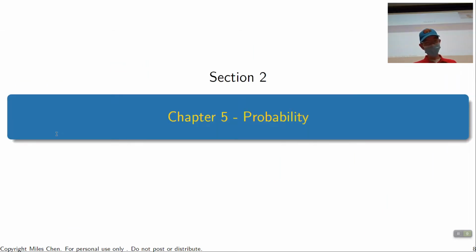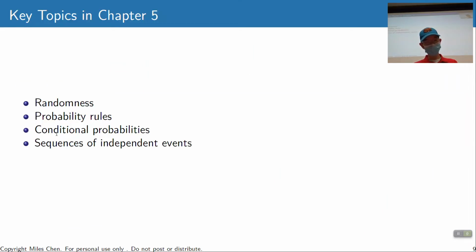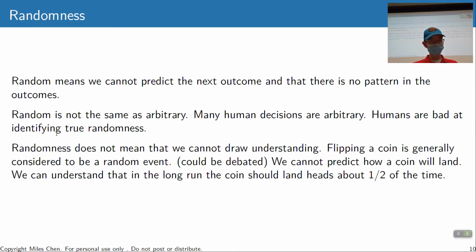All right, so chapter 5 is kind of the basics of probability, and we'll learn about randomness and probability rules and all of this stuff here. Okay. So random. What does it mean to be random?